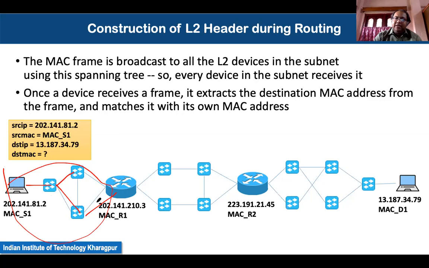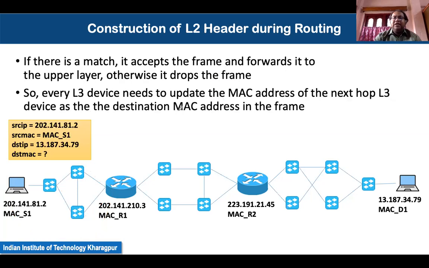Once you have this spanning tree, over this spanning tree you broadcast the L2 frame. That way, every L2 device in the subnet will receive the frame. Once a device receives a frame, it extracts the destination MAC address from the frame and matches it with its own MAC address to see whether there is a match or not. If there is a match, it accepts the frame and forwards it to the upper layer. Otherwise, it drops the frame. So that means at layer 2, it is not a routing kind of thing; rather it is a broadcast-based protocol. The frame is broadcast to all the nodes in the network.